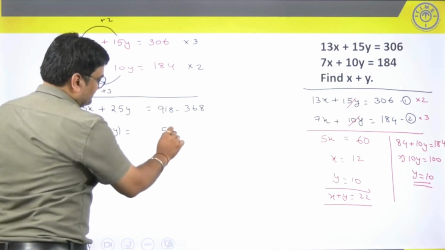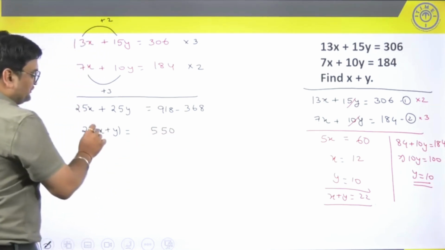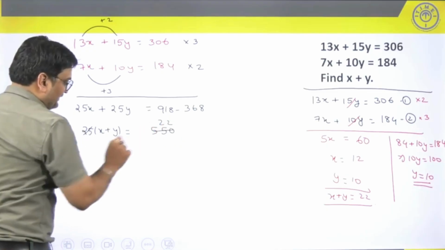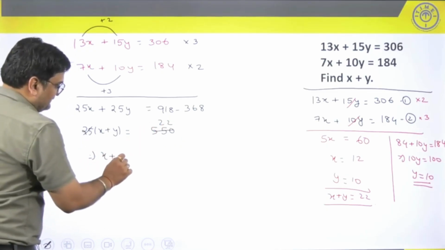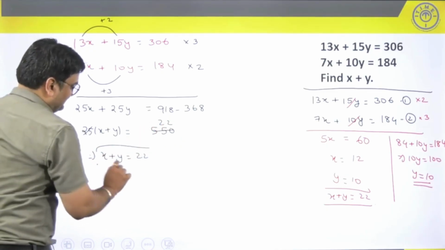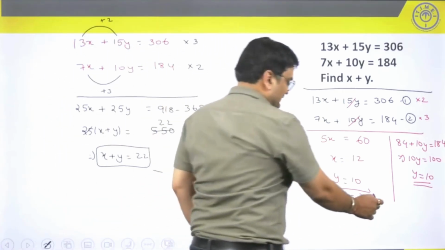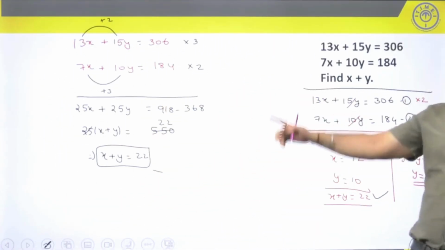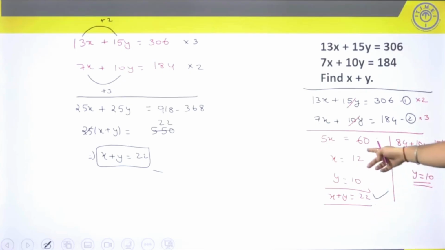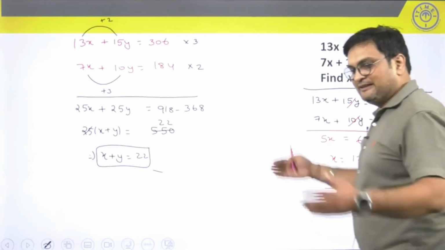550. So 25 will go 22 times, and hence the value of x plus y is going to be 22 directly. So the same answer that we got here, we could get in one direct result instead of finding out the value of x separately, y separately, and then adding up.